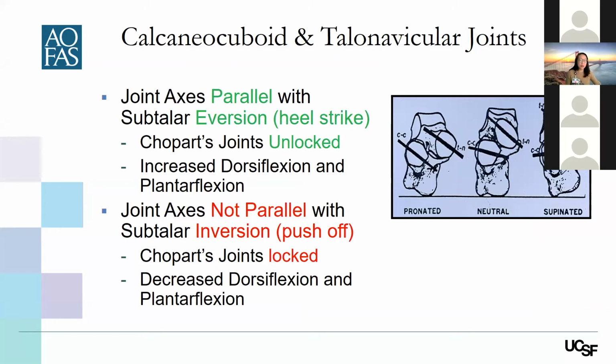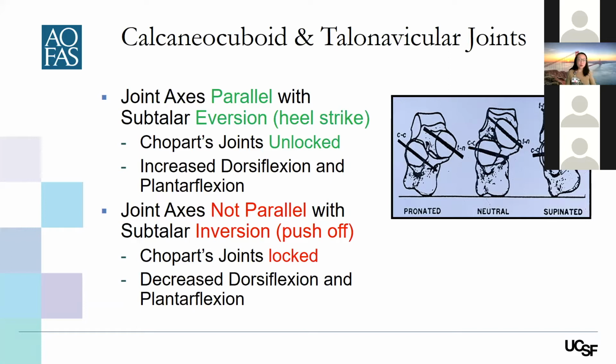The calcaneocuboid and talonavicular joints, as I mentioned, are what we call the transverse tarsal joints. Oftentimes, these are also referred to as Chopart's joints. The position of these joints in relation to your subtalar joint is critically important in understanding gait. And this is often tested on every single OITE, definitely on the boards.